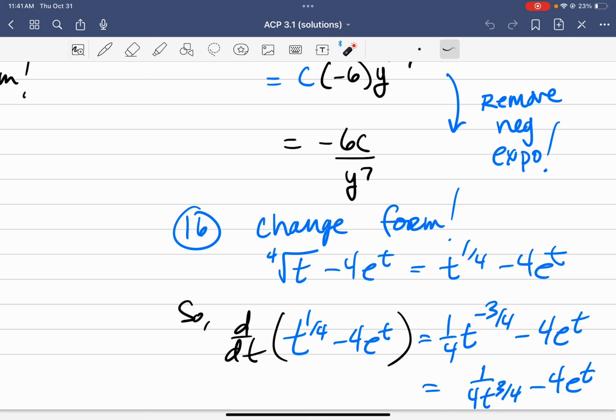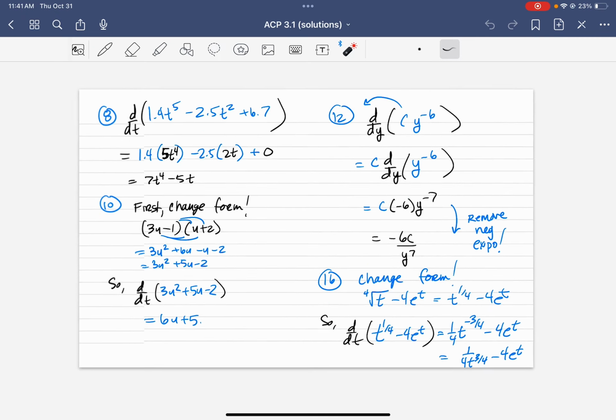But this negative exponent must be put in the bottom. So that's the first part of our answer. Then negative 4e to the t, you pull out a constant negative 4, and the derivative of e to the t is just e to the t. So that would be the derivative of our function.